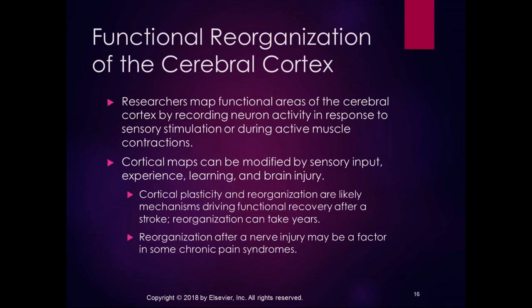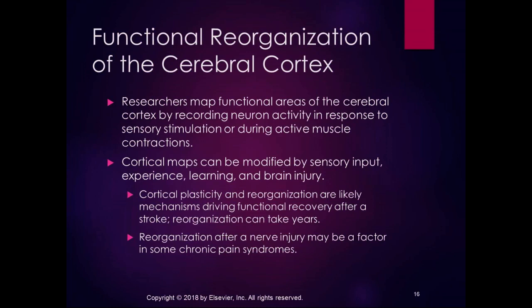So reorganization can take years. A lot of times they'll talk about recovery after a CVA being only in the first few months of recovery. That's not true in terms of neuroplasticity. A lot of your functional recovery is going to happen in those first few months, but then you have to continue doing activities to get that functional reorganization of the cerebral cortex. So reorganization after a nerve injury can also be a factor in some chronic pain syndromes, and we'll talk about that in the chronic pain chapter.